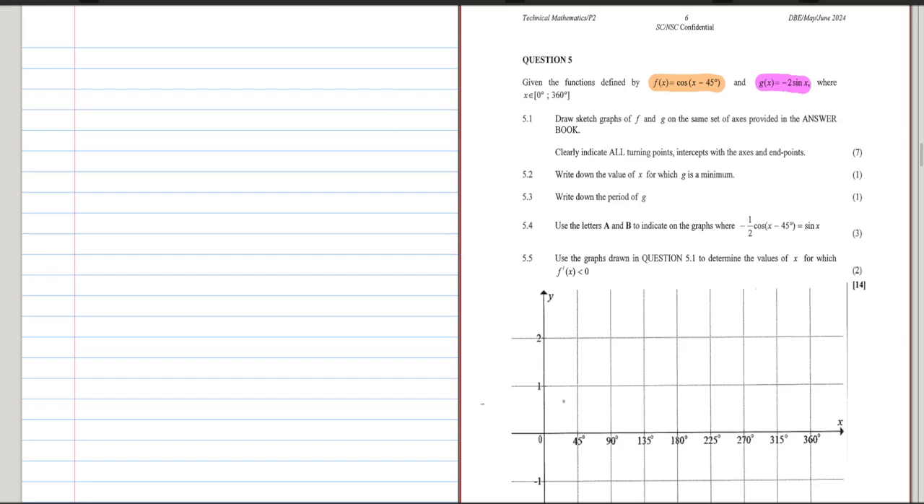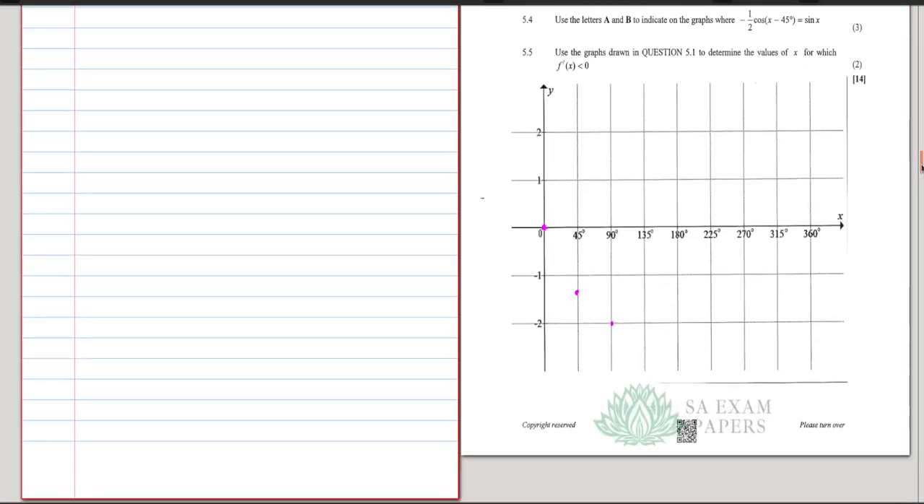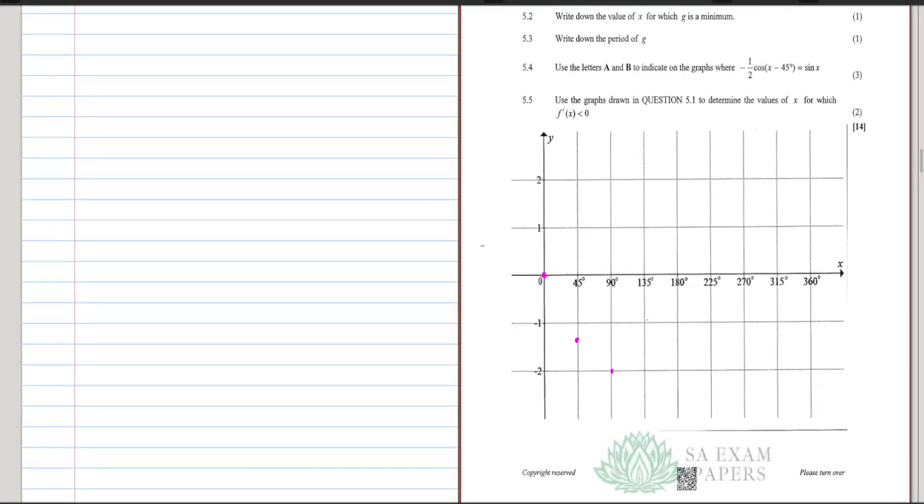Then you get your table for f of x and g of x. So you're just going to plot now. Let me use purple for g of x. Let's start off by plotting g of x. For 0 degrees, I get 0. And then for 45, I'm getting minus 1.4, which is around somewhere here. Then 90 degrees gives me minus 2. Remember, we are plotting the purple, the g function. And then 135 should be in line with that, because it's minus 1.4, so somewhere along this line.